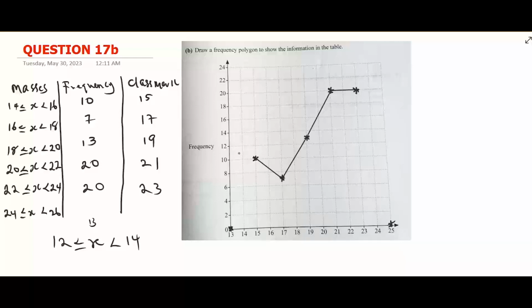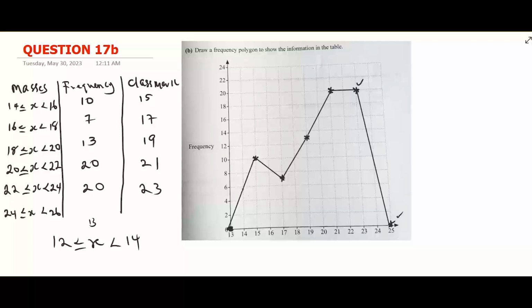Okay, so let's join this 13 to this first one here, and let's join this one to the last one here to have a closed shape, which is our polygon. So this is the required frequency polygon. So you can see that it is now closed here. Okay, it is closed here.